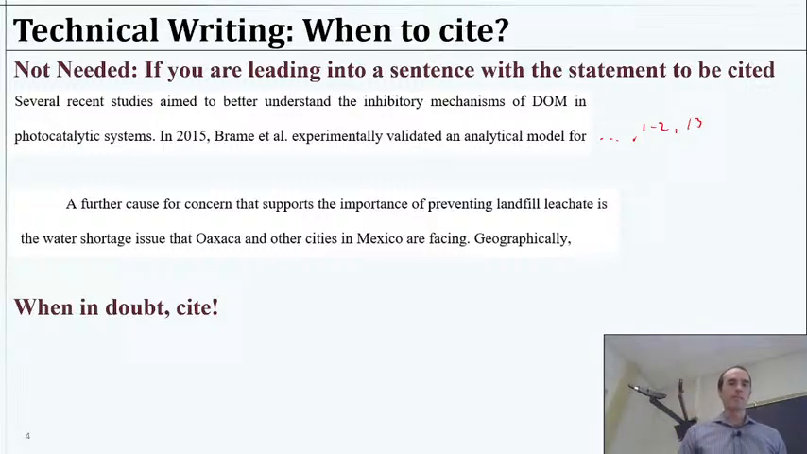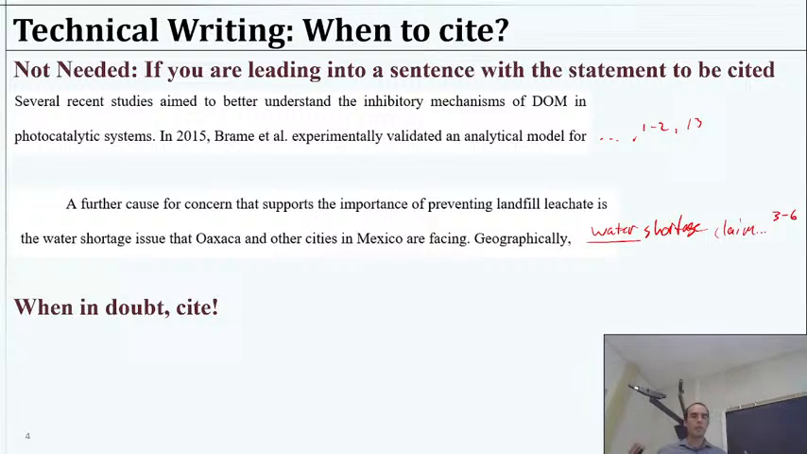Okay, so another example here. A further cause of concern that supports the importance of preventing landfill leachate is the water shortage issue that Oaxaca, probably, I forgot how to pronounce that, and other cities in Mexico are facing geographically. So they're going to continue on. Water shortage is something they're talking about, and as long as they're continuing with the water shortage conversation in some way to make that claim, then I would say it's probably fine to add their citations here, right?